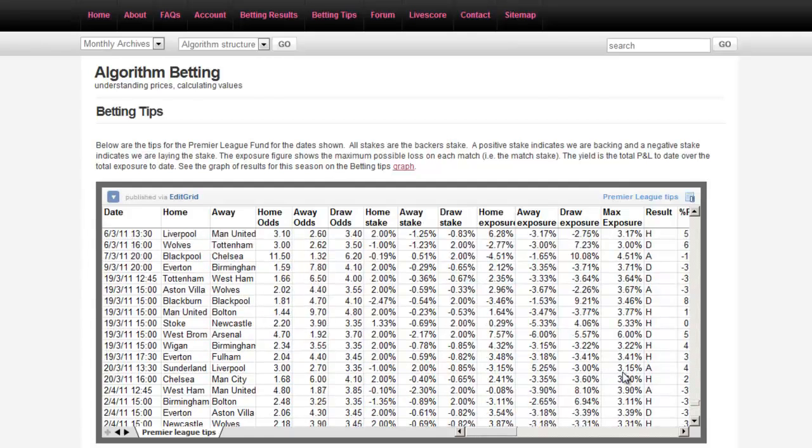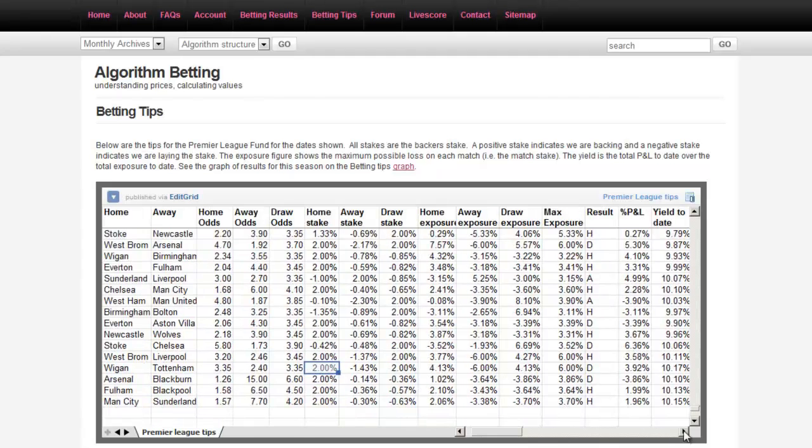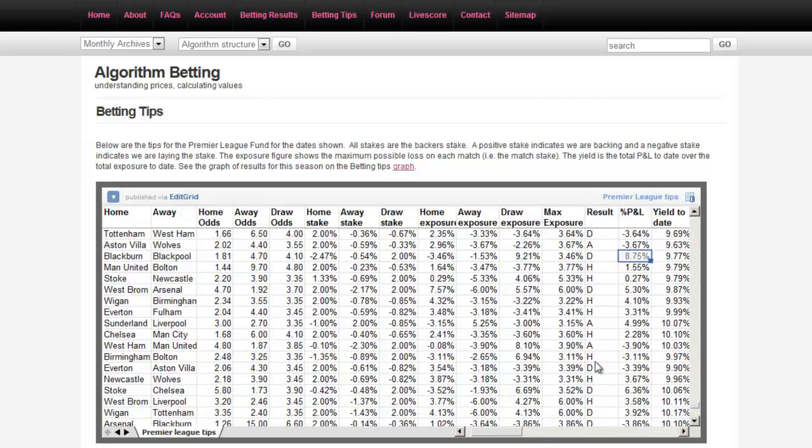So let's have a look at a win up here. 8.75, Blackburn and Blackpool. Now, the result was a draw. We had a draw exposure here of 9.21%, so it's positive. So that means we'd be winning if it was a draw. We'd be winning £9.21 for every £100.